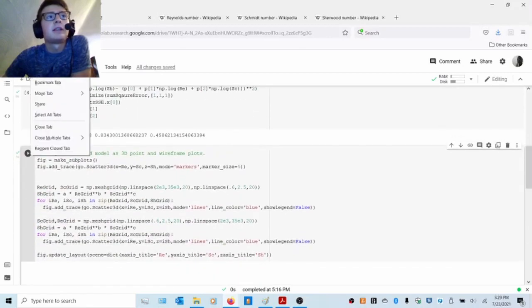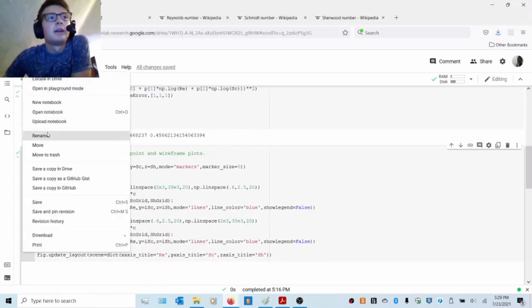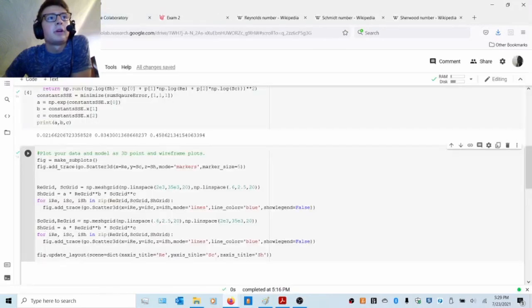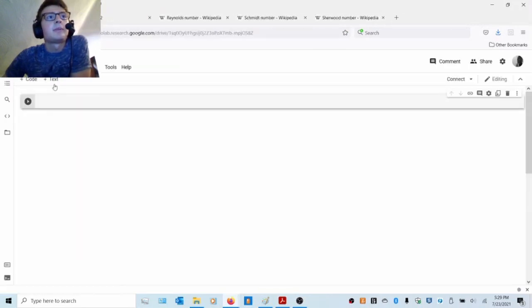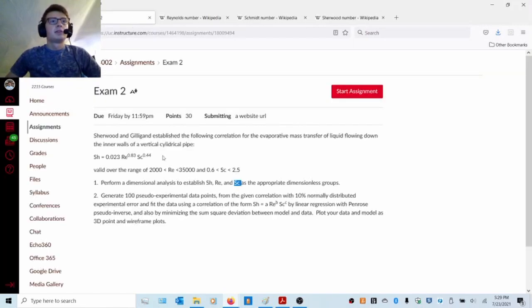But I'm going to go ahead and file, new notebook. Get a new notebook going. Oh man, it feels bad. So we'll just call this one Exam 2. We'll star it just in case I need to take a look at this later. There's something wrong with the tab or something like that. And yeah, so Exam 2. We already performed this dimensional analysis.